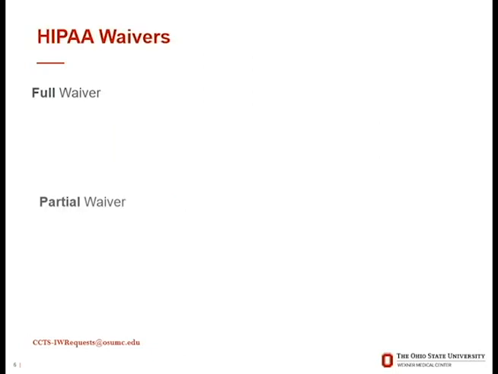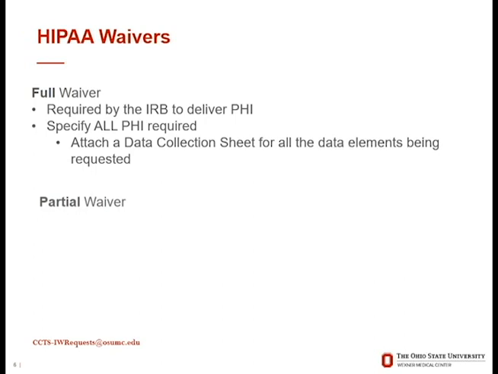So if you are submitting an IRB approved request, there are two kinds of HIPAA waivers that are associated with IRB. There is a full waiver and there is a partial waiver. A full waiver is required by IRB to deliver the PHI to you. So when you are submitting an IRB, please specify all the data elements that you think you might need in your IRB. There is a field in your IRB application where it says specify the PHI elements. So please specify MRN, I need visit date, I need lab date or labs, or attach a data collection sheet as an Excel spreadsheet.